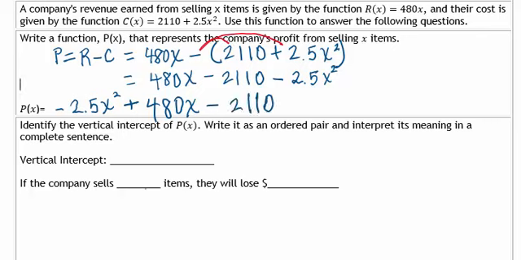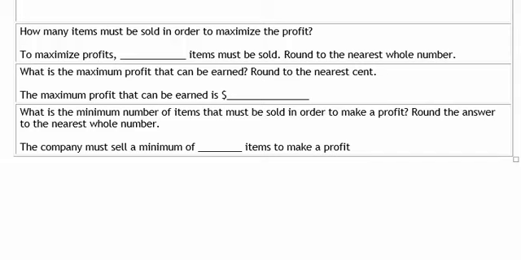So next we want to identify the vertical intercept of the function and write it as an ordered pair. Since our quadratic function is written in standard form, the y-intercept is c, the constant, in this case -2,110, which means if the company sells 0 items, they will lose $2,110. So next we'll graph the function and use the graph to answer the remaining parts of the question.